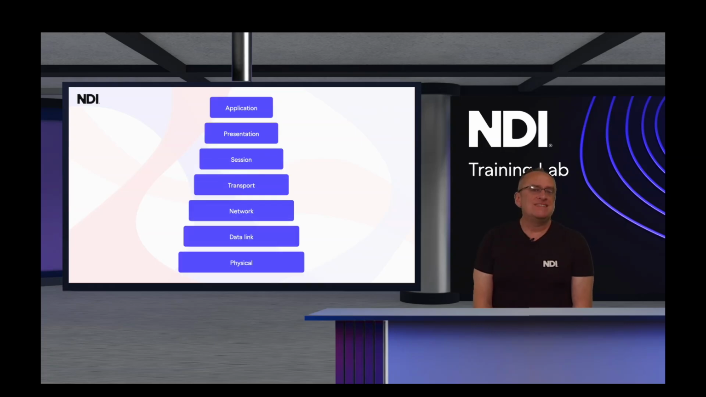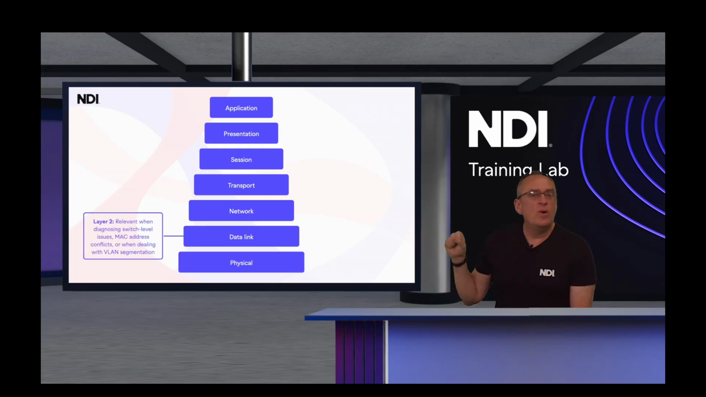While the OSI model is a theoretical framework, understanding its key layers really helps advanced users to troubleshoot and design stable NDI-based systems. Now, NDI operates primarily at layer 2, or the data link layer. This is relevant when diagnosing switch level issues or MAC address conflicts, or even when dealing with VLAN segmentation.